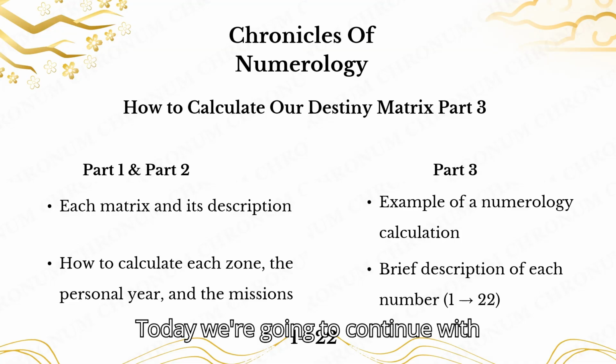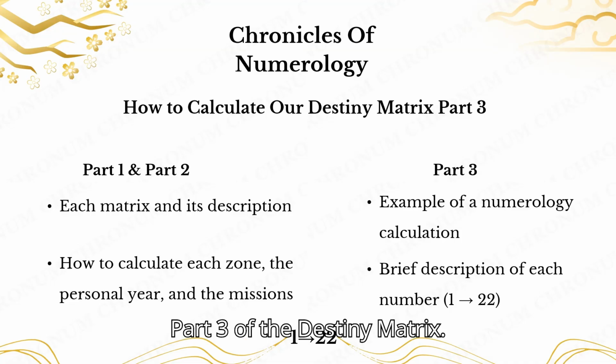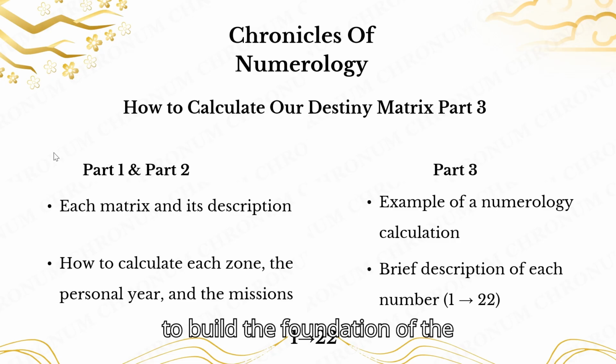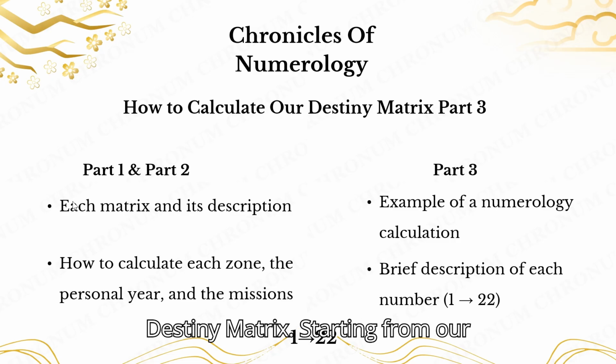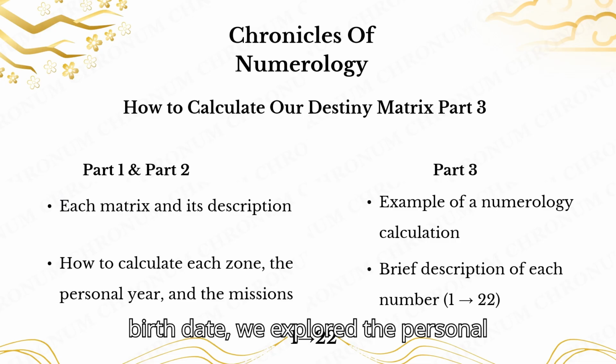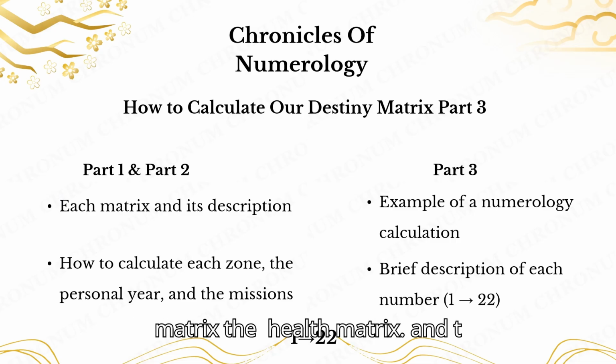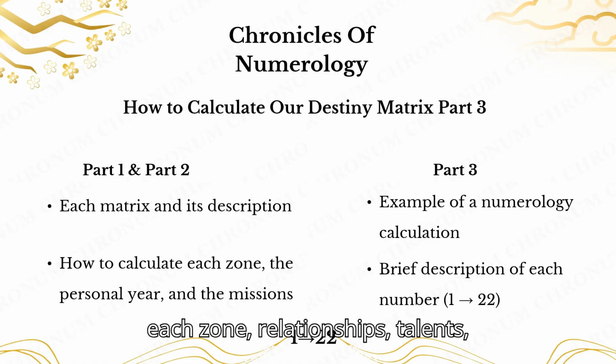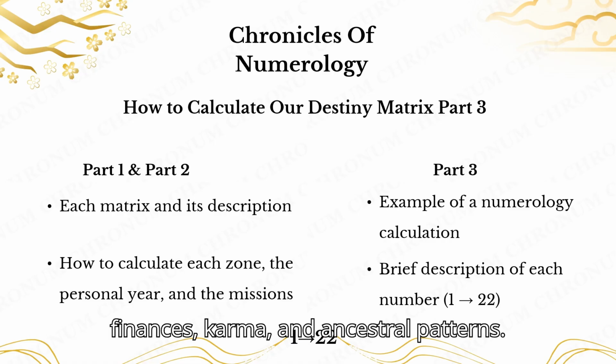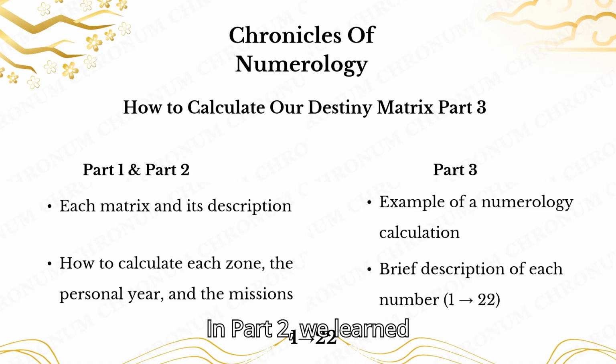Today we're going to continue with part 3 of the Destiny Matrix. In part 1, we learned how to build the foundation of the Destiny Matrix. Starting from our birth date, we explored the personal matrix, the health matrix, and the ancestor matrix. We also saw a brief description of each zone: relationships, talents, finances, karma, and ancestral patterns. In part 2, we learned how to calculate your personal year number and your life missions.